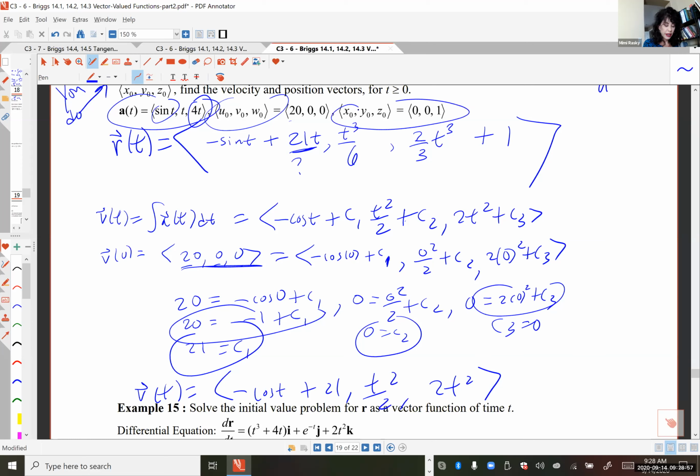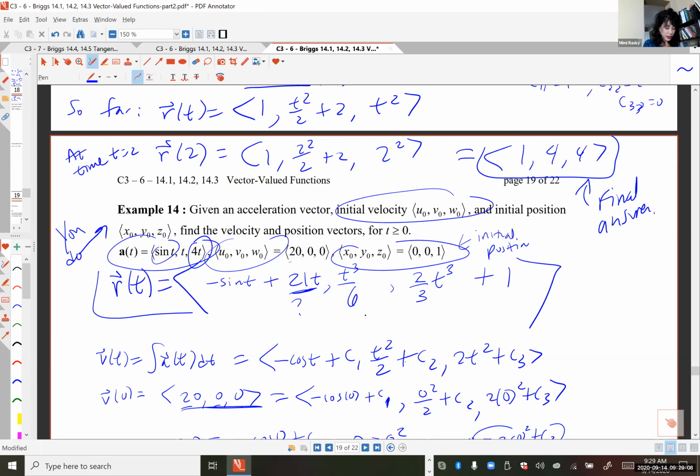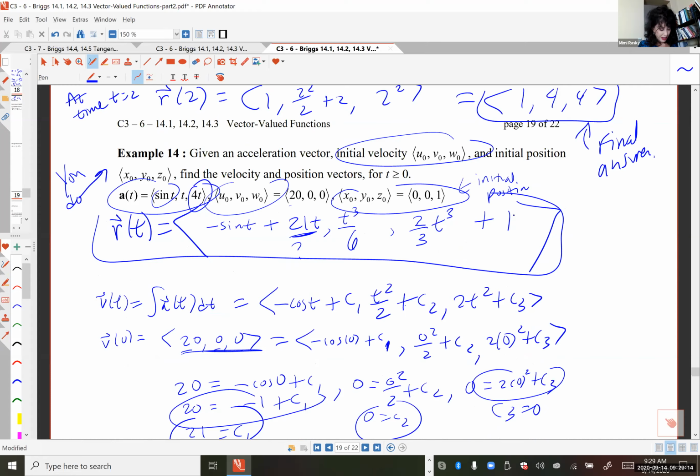And then use this as your initial position, which is time t equals 0. The position is 0, 0, 1. So I think that Nick did okay. So Nick, congratulations. You got the right answer. That is awesome. Okay. Woohoo!